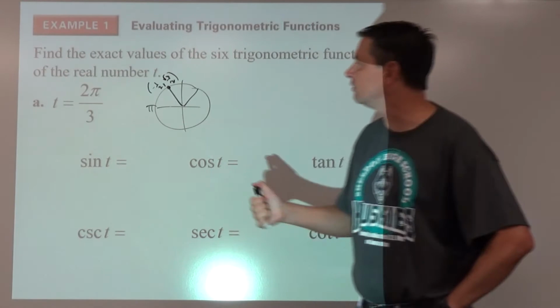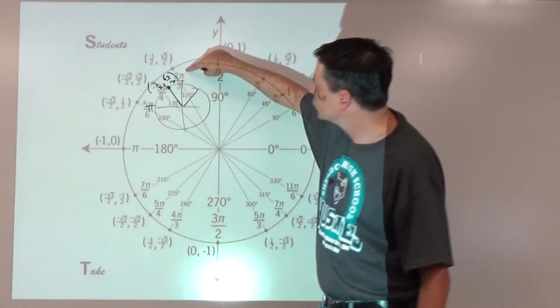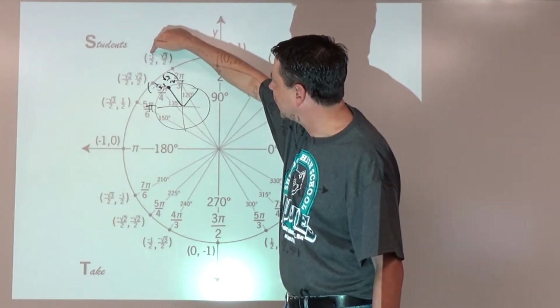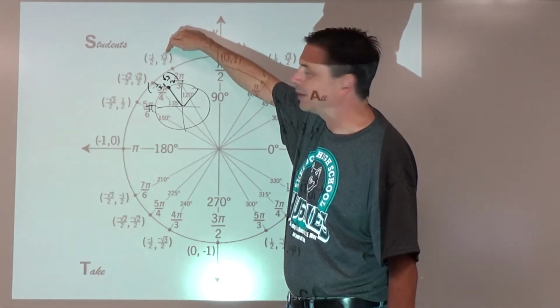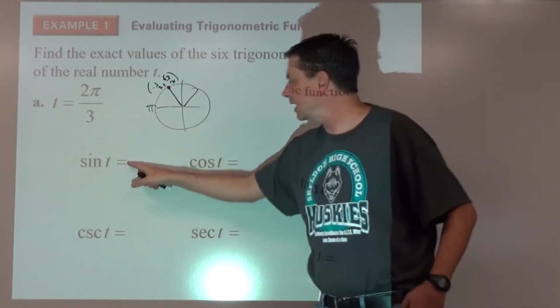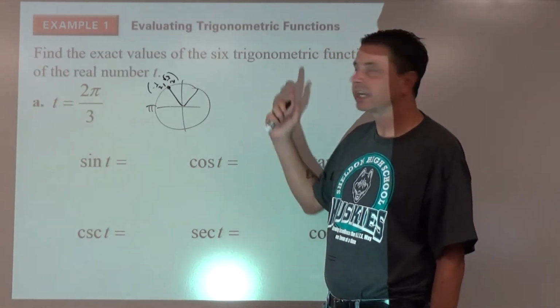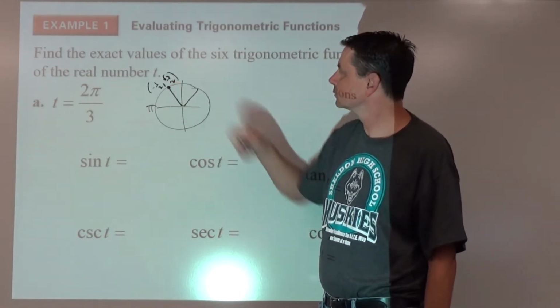Let's see if we can verify that by going backward for a moment. 2 pi over 3: negative 1/2, comma, positive root 3 over 2. So, what is the sine of this angle, t? It's the y-coordinate, root 3 over 2.